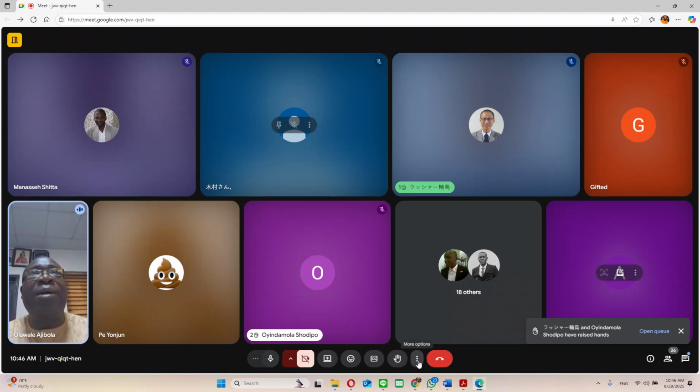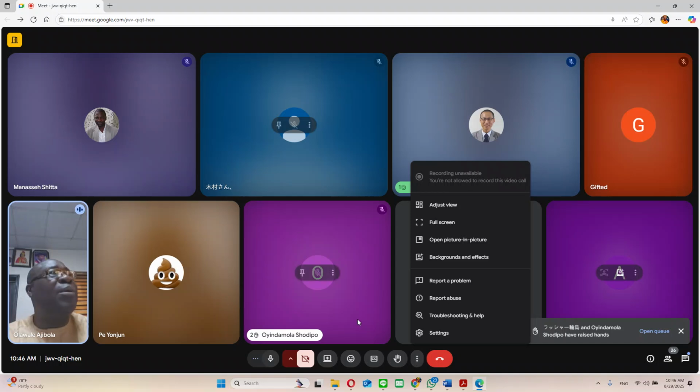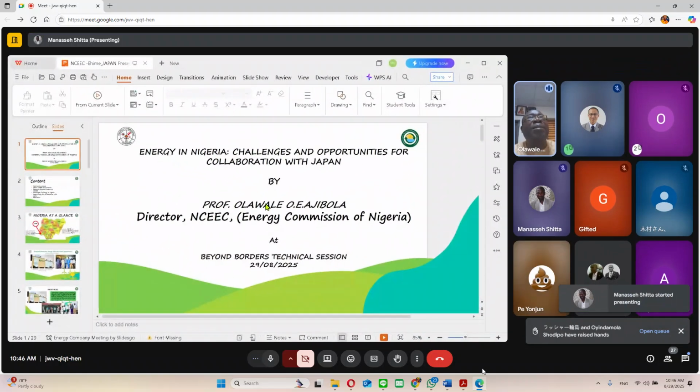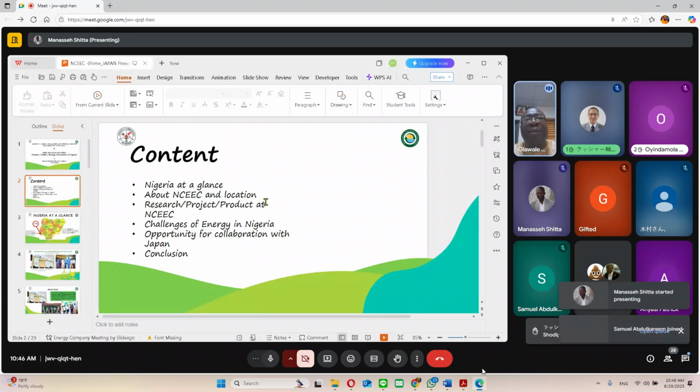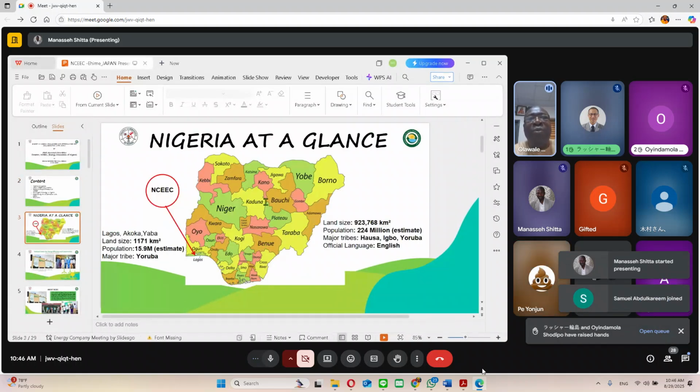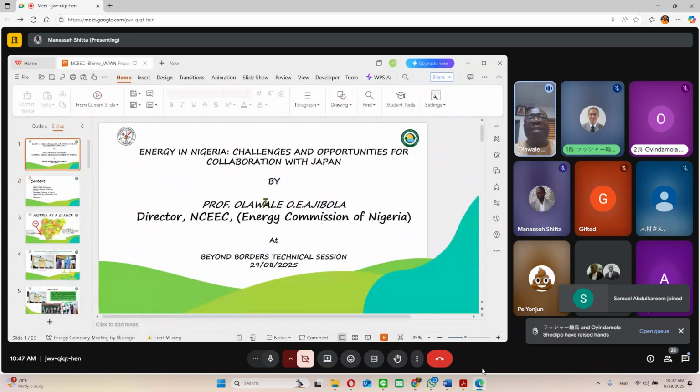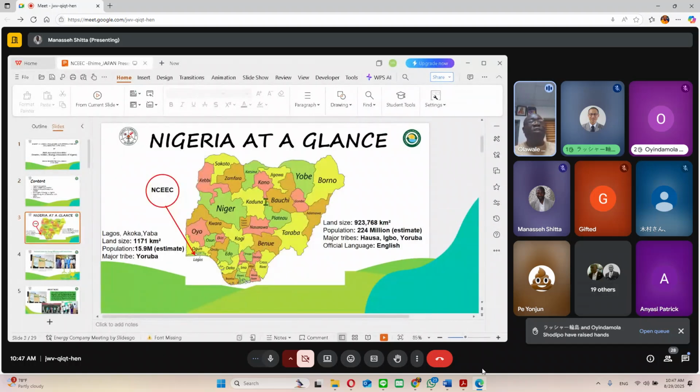So, like I was saying, the National Center for Energy Efficiency and Conservation is a product of necessity. It is a research center of the Energy Commission of Nigeria, and the Energy Commission of Nigeria is responsible for any issues emanating on energy in Nigeria.